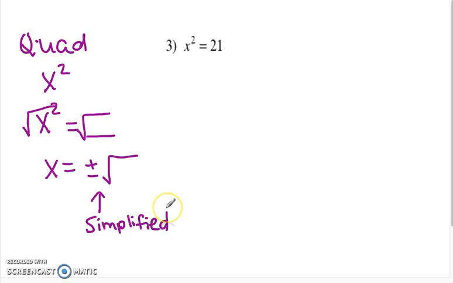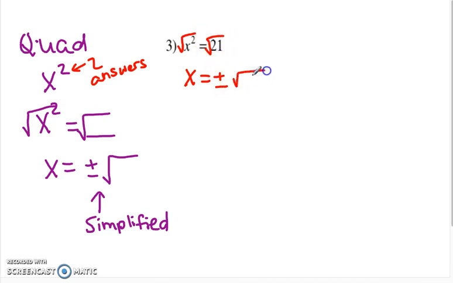So let's take a look at this example here. x squared equals 21. So if we want to get x alone, we're going to take the square root on both sides. Since x squared is alone, we're allowed to do that. The square root of x squared is x equals plus or minus. You have to remember to write down the plus or minus symbol because the answer could be positive or negative. Remember, a quadratic equation with an exponent of 2 is going to have two answers. Okay, so the answers are positive and negative.